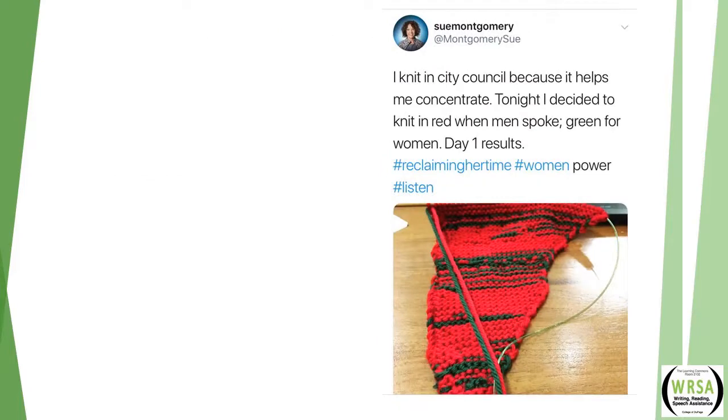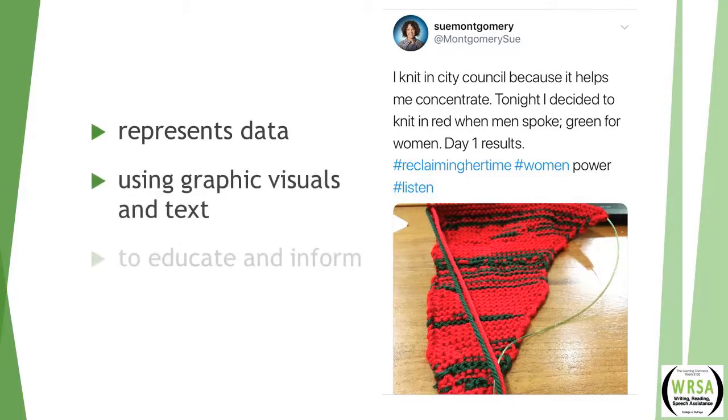Let's go back to the image from the first slide. As I share a little about its backstory, think about how it demonstrates the three elements of an infographic: data representation, graphic visuals, a clear purpose to educate and inform. Sue Montgomery, a councilwoman in Montreal, tweeted about this knitting project in May of 2019. It went viral soon after, and she shared more relevant data points in an interview with the CBC.